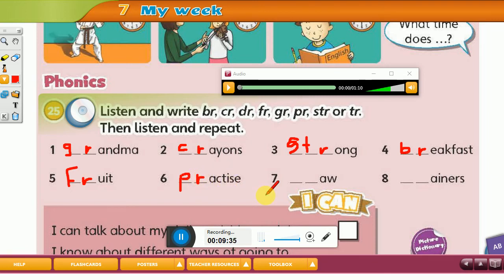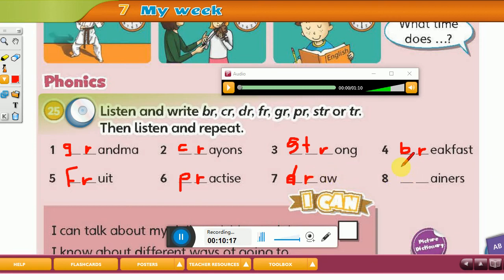7. Who can tell me number 7? Who can tell me? Straw. No, not straw. Draw. D R. Not straw. This is only two letters. We don't have more than two here. We have two spaces only, okay?